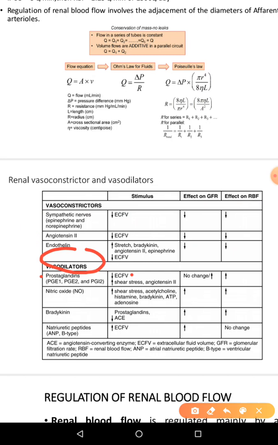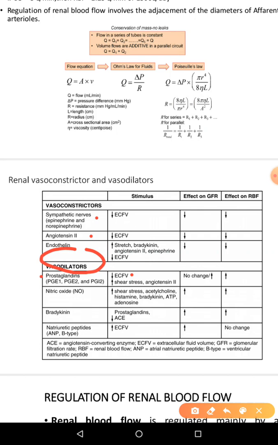So the prostaglandins, their function is to modulate the vasoconstriction produced by the sympathetic nervous system and angiotensin II. Unopposed, this vasoconstriction can cause a profound reduction in renal blood flow, resulting in renal failure. So they modulate the vasoconstriction caused by angiotensin II and sympathetic nerves. Without these prostaglandins, the vasoconstriction can become so much that it can even lead to renal failure.